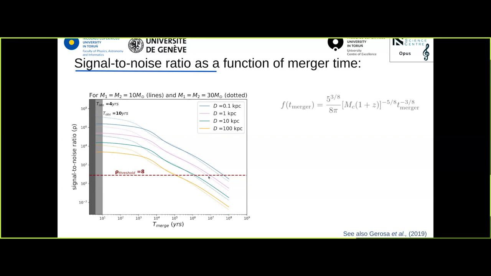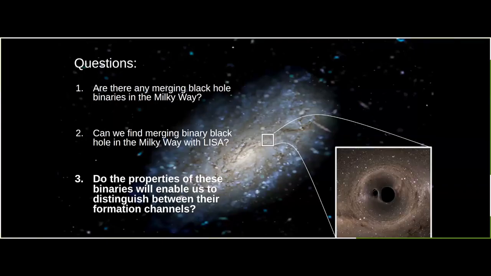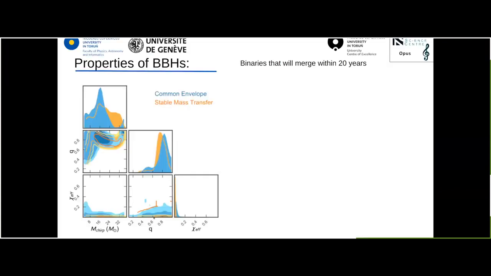So even if we will not be able to have any merging binary black hole in the galaxy, we might be able to see galactic binaries at different stages of their inspiral that might enable us to distinguish between their formation channels. Moving to the last question, would we be able to distinguish between these formation channels of these binary black holes with the LISA detector?